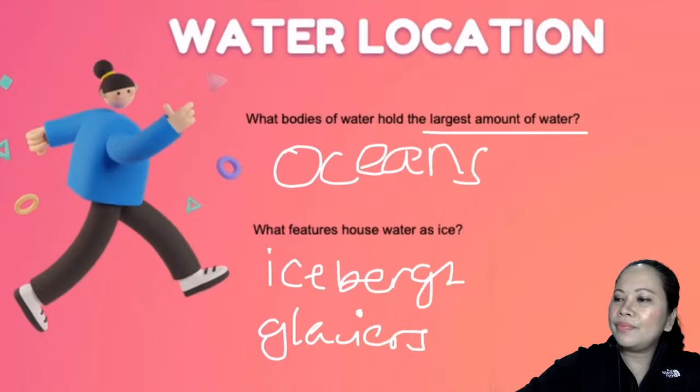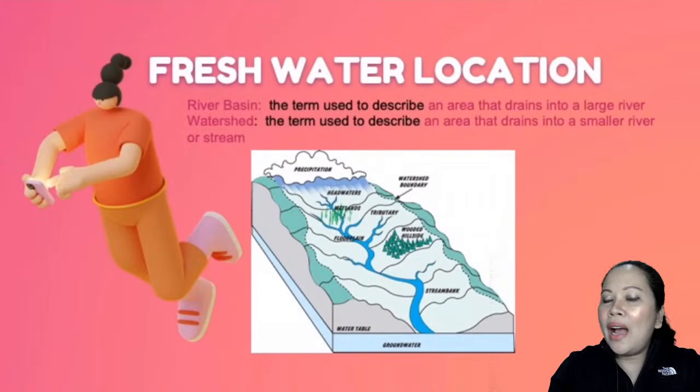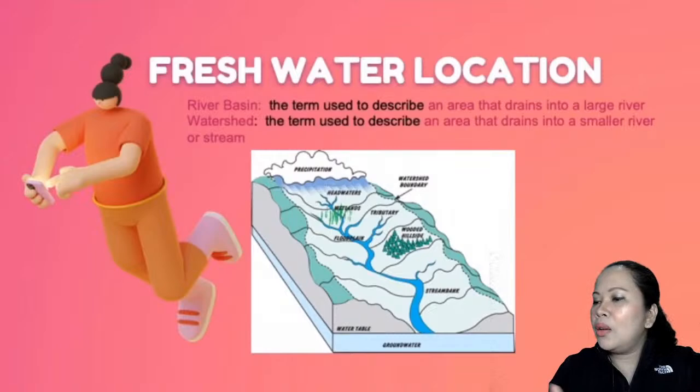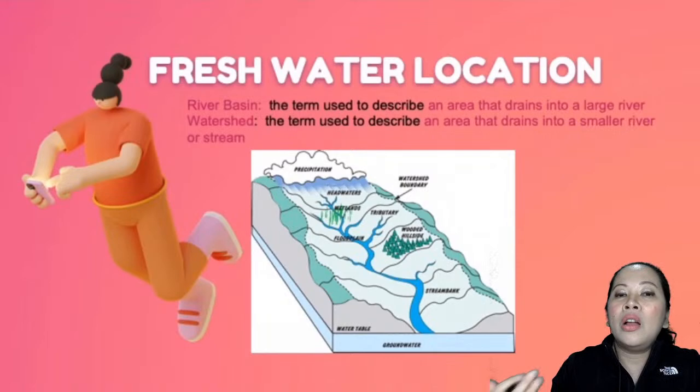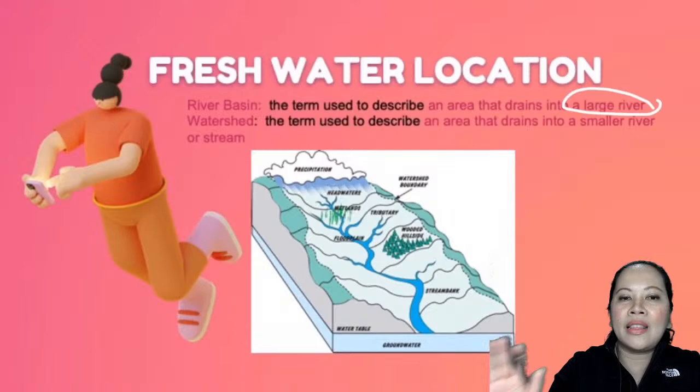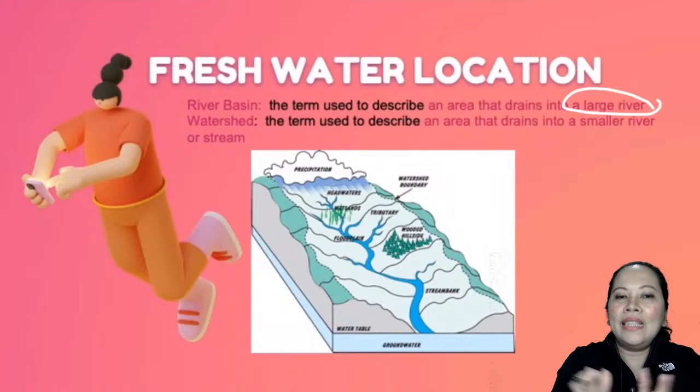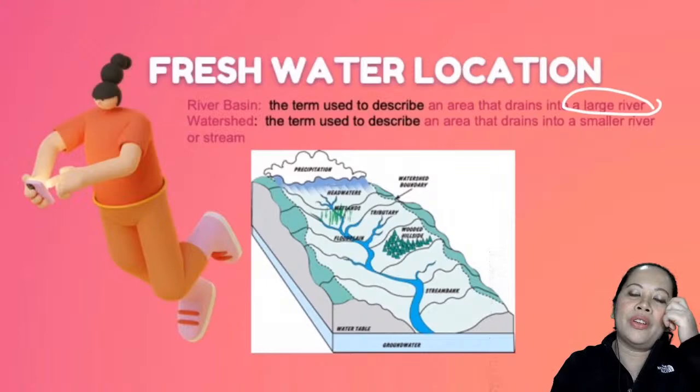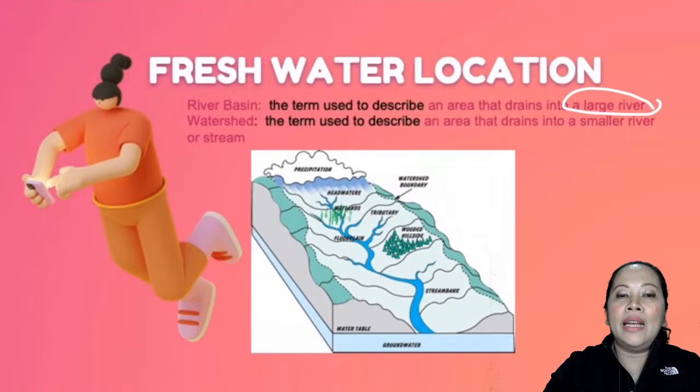So freshwater locations. We have different locations. The difference between river basin and watershed: both terms actually describe the area that drains into rivers or streams or lakes. The only difference is that river basin is the term used to describe an area that drains large rivers. If you are familiar with a basin, that is literally what it is, okay? So the large area of your large river, that is your river basin. While watershed is only an area that drains smaller rivers or smaller streams, okay? That's the difference between the two.